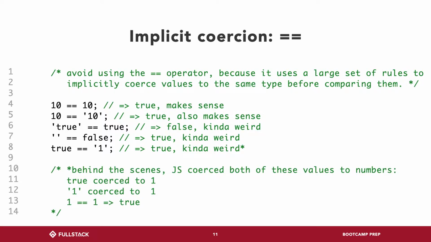Behind the scenes, JavaScript actually coerced these values to numbers. True coerced to 1, and a string 1 coerced to 1, so 1 is double equal to 1, which returns true. That's that one. I think if you coerce true and false, it'd be 1 and 0. Okay? The point is, don't use double equals. Some crazy stuff happens behind the scenes that you don't even really want to know about. In no way would you ever want this to be the case, okay?